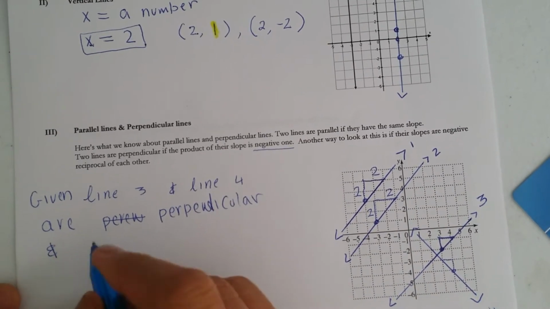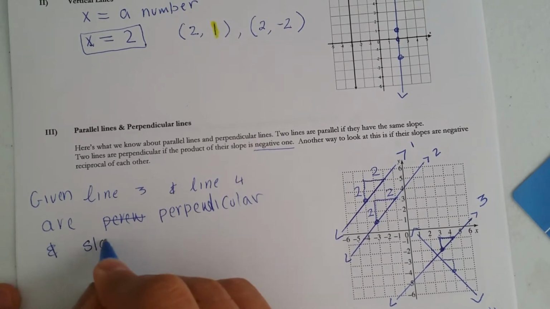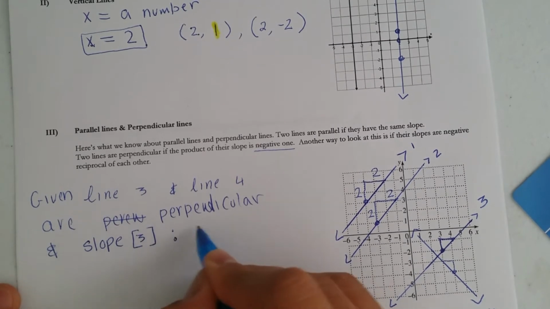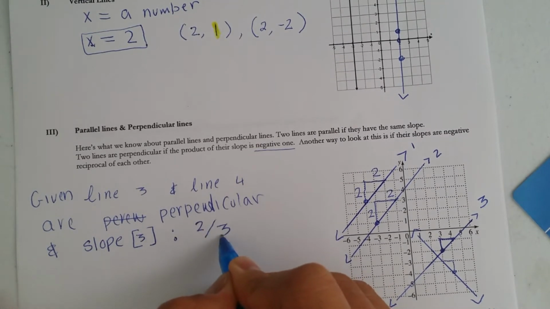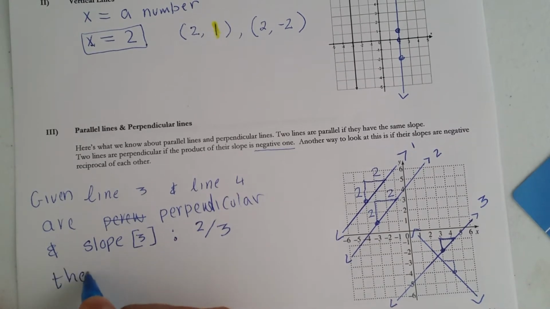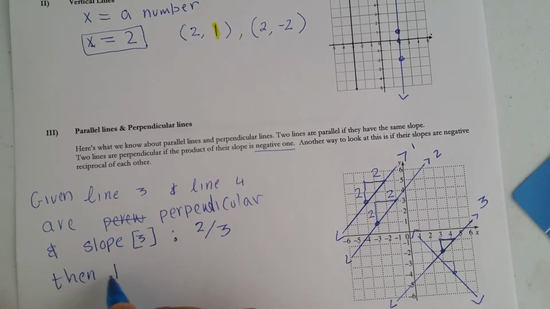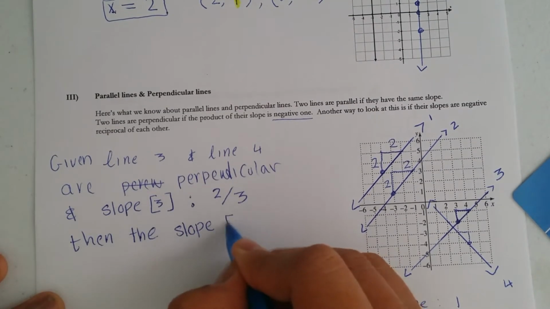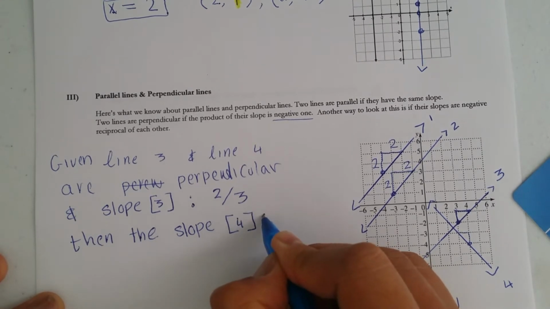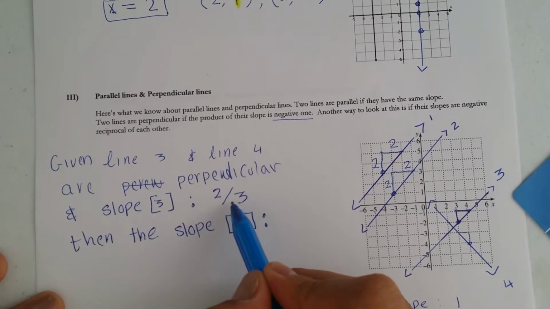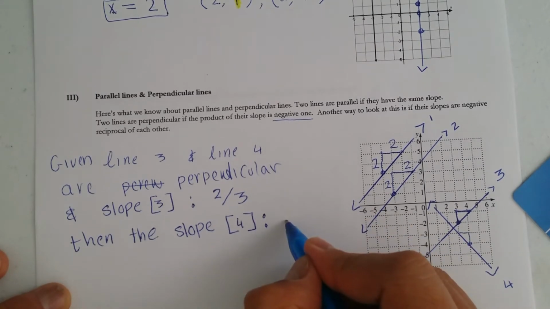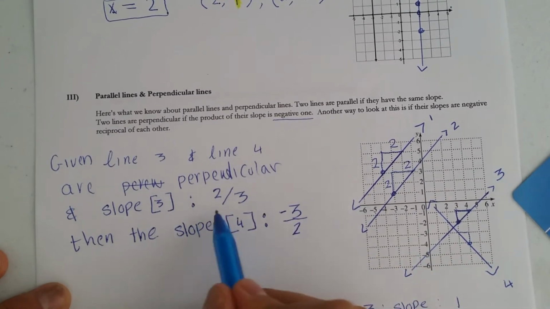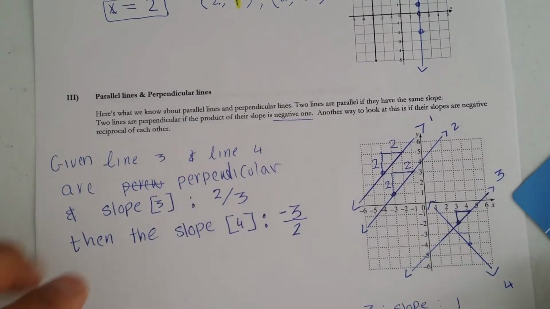and this is the slope of line 3, okay? The slope of line 3 is 2/3. Then the slope of line number 4 must be the negative reciprocal of line number 3. So it has to be -3/2.